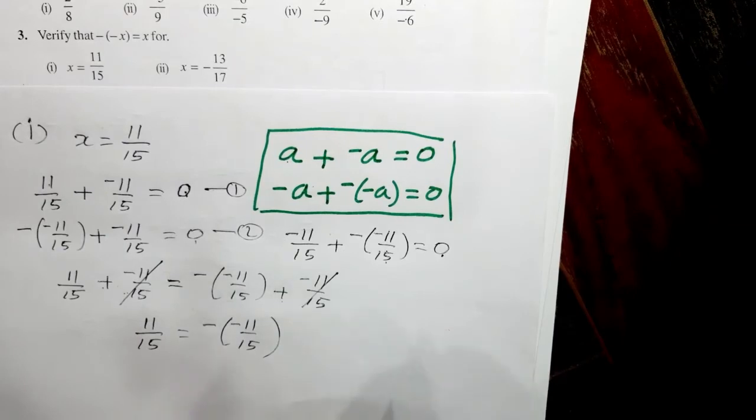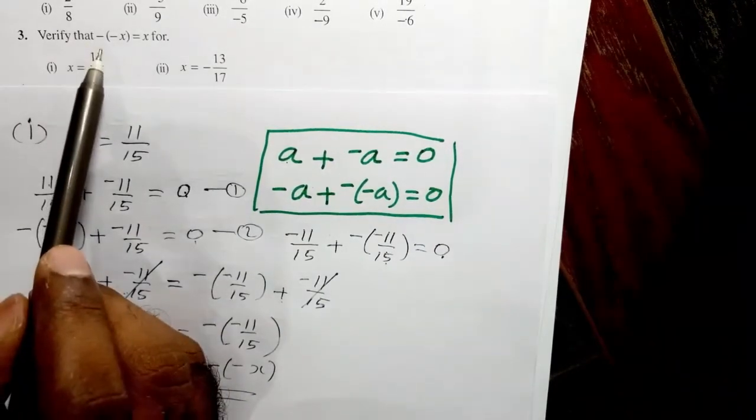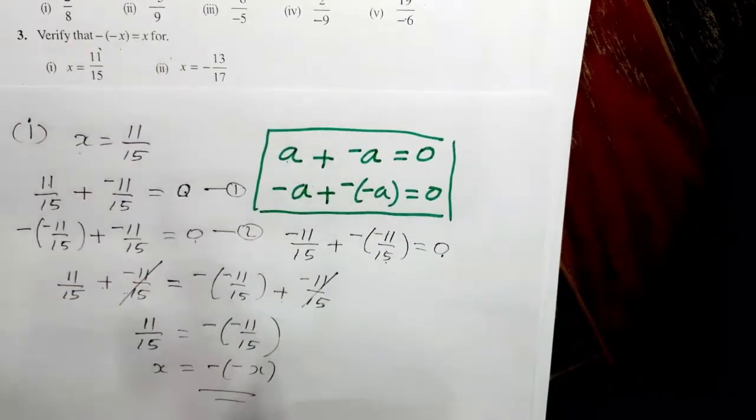Watch it again. You can understand what 11 by 15 is. It is x. So we can write here x. What is this, minus of minus x? So this is the question to verify: minus of minus x is equal to x.